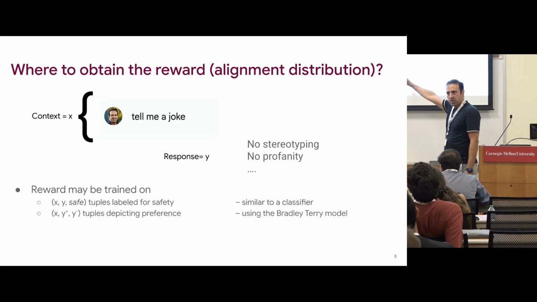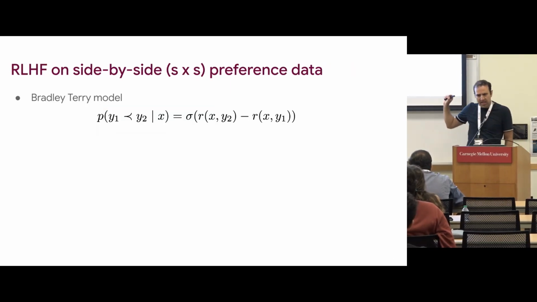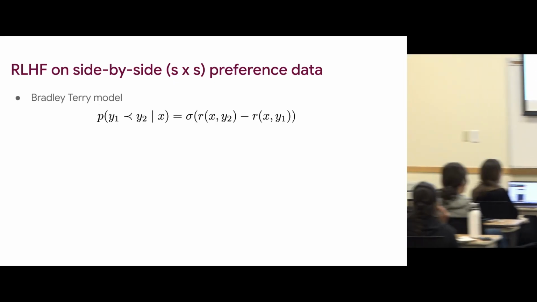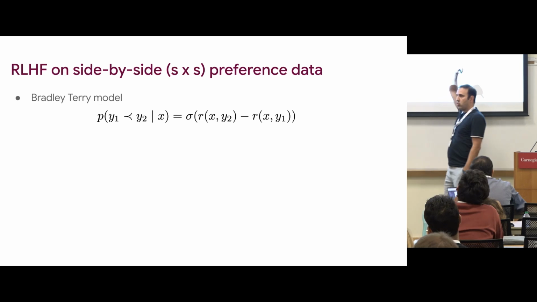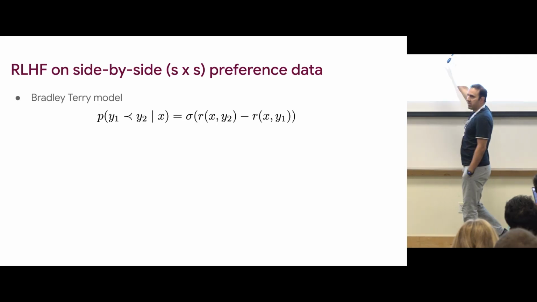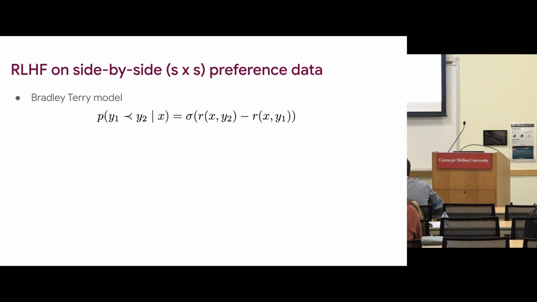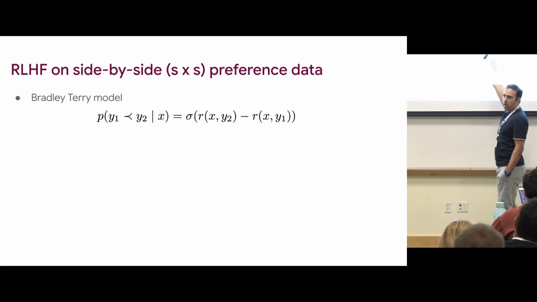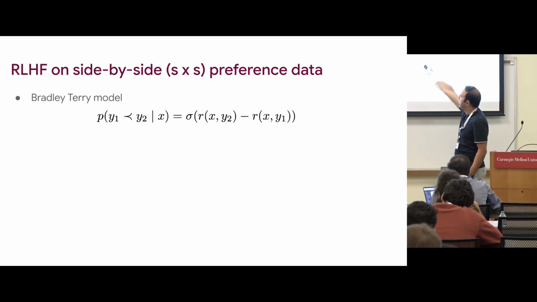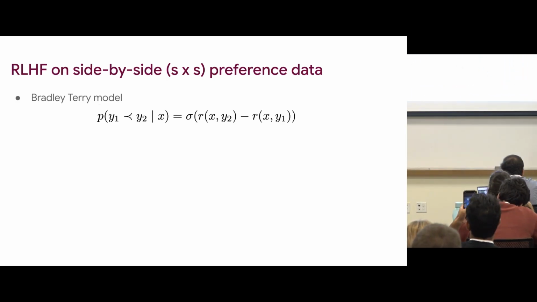Okay, so these are the different ways that we train these reward models. Let me tell you a little bit about the Bradley-Terry model, because if you haven't seen it, I'm going to give a very quick introduction. The Bradley-Terry model is a way of capturing user preferences. The probability that response Y2 is preferred over response Y1 for prompt X is given by the sigmoid function of the difference between the rewards.